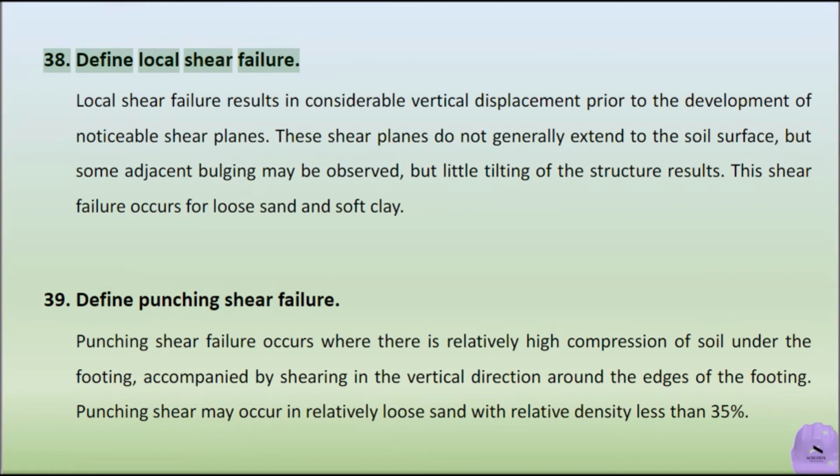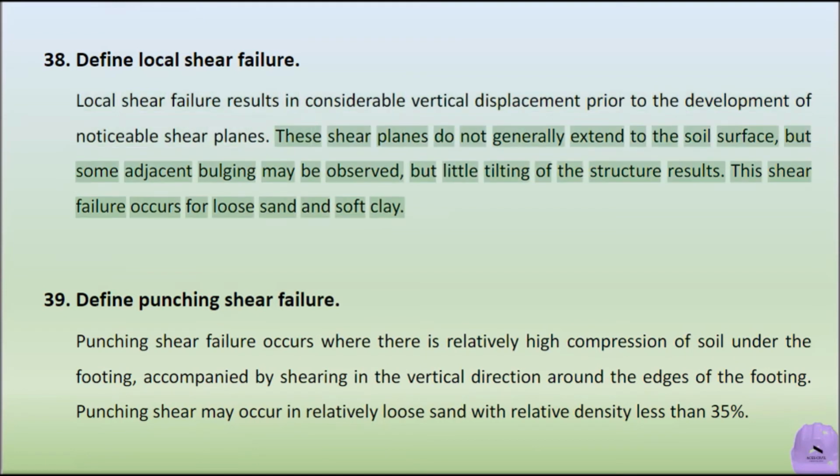Define local shear failure. Local shear failure results in considerable vertical displacement prior to the development of noticeable shear planes. These shear planes do not generally extend to the soil surface, but some adjacent bulging may be observed, though little tilting of the structure results. This shear failure occurs for loose sand and soft clay.